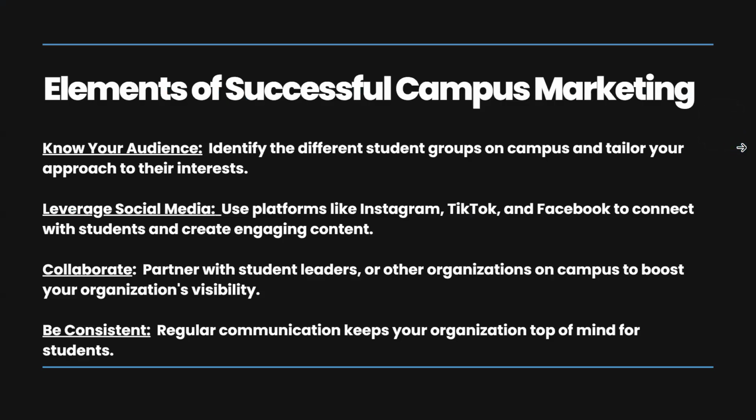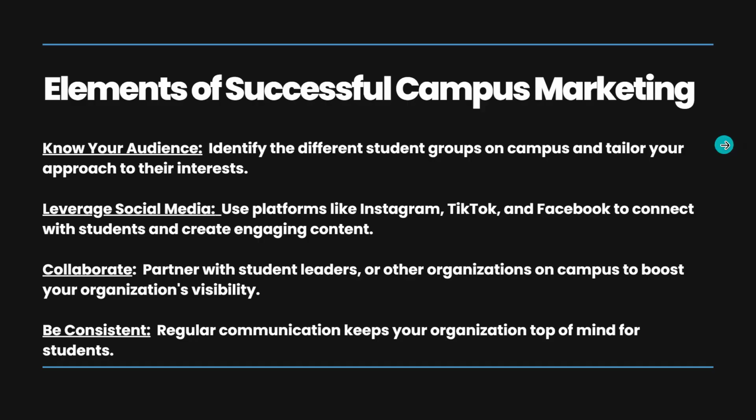So, elements of successful campus marketing: knowing your audience. Identify the different student groups on campus and tailor your approach to their interests. If you're trying to tailor your message to undergraduate students versus graduate students, that messaging might look a little different. You're going to want to leverage social media, using platforms like Instagram, TikTok, Facebook, LinkedIn, whatever that may look like, to find your target audience and engage with them directly. This can help boost your content and the visibility of your organization on campus.